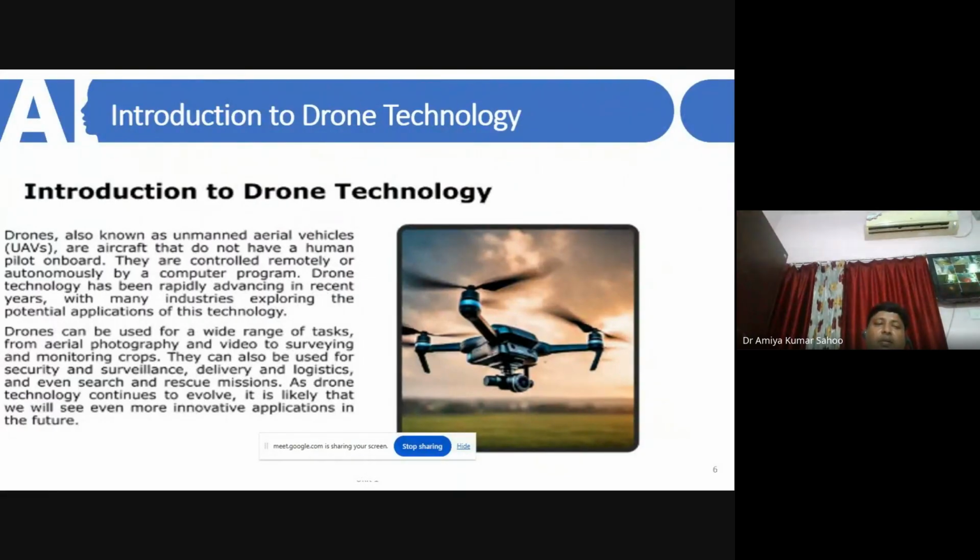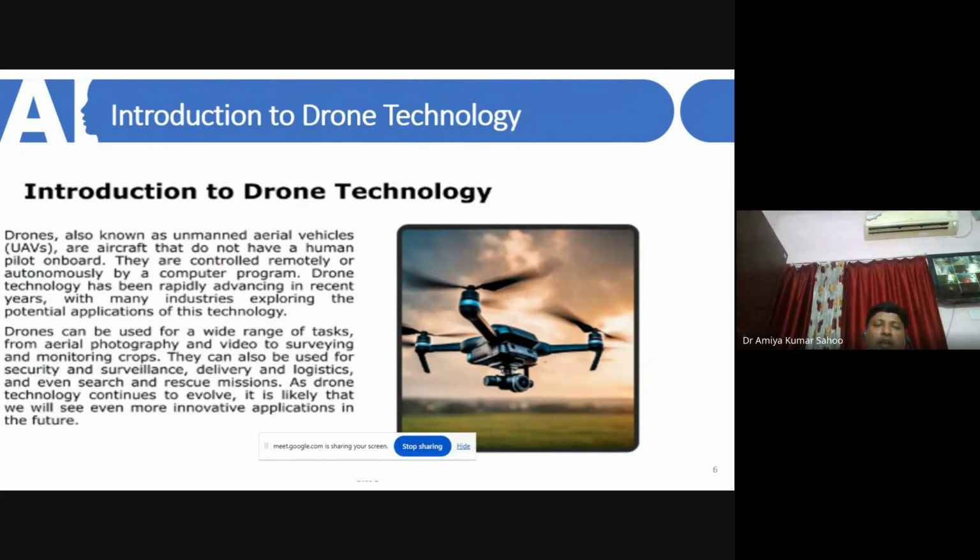Drones are aircraft that do not have a human pilot on board. We are now speaking about driverless vehicles, like the driverless car, the vehicle without a driver. Likewise, these are aircraft without a human pilot on board. They are controlled remotely or autonomously by a computer program.